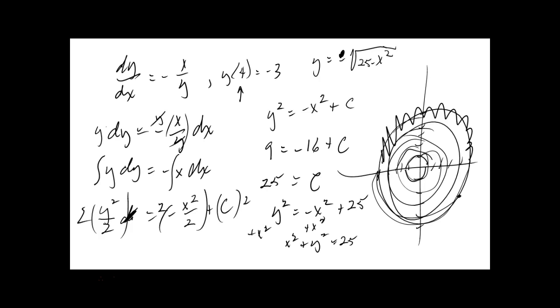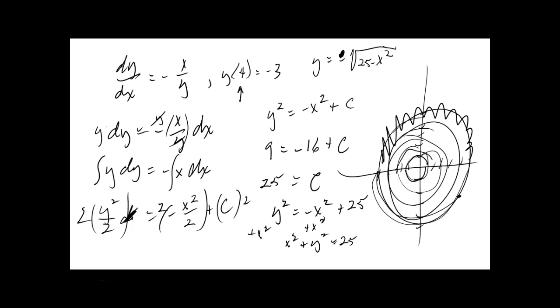Now, have a little warning blurb here. Some care should be exercised in separating variables since the variable divisors could be 0 at a point. Specifically, if r is a 0 of a function h of y, then substituting y equal to r into dy/dx equals g of x h of y makes both sides equal to 0. In other words, y equal to r is a constant solution of the differential equation.